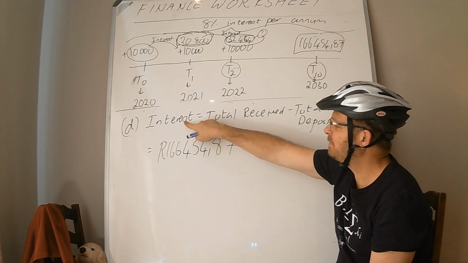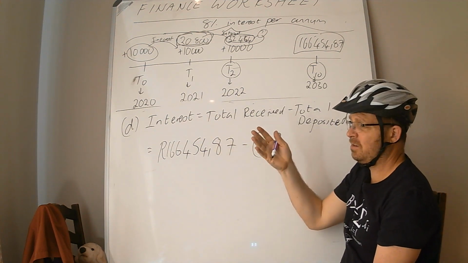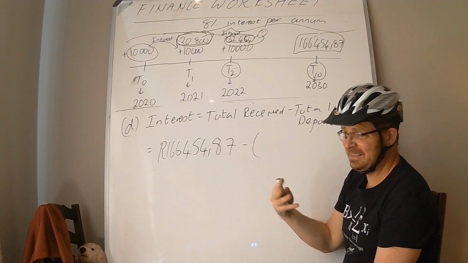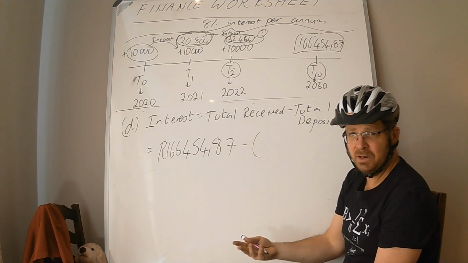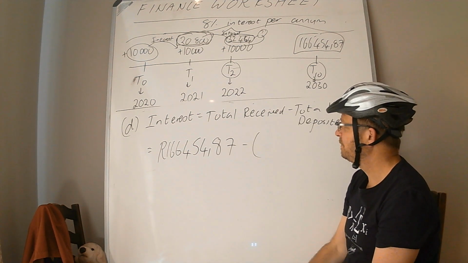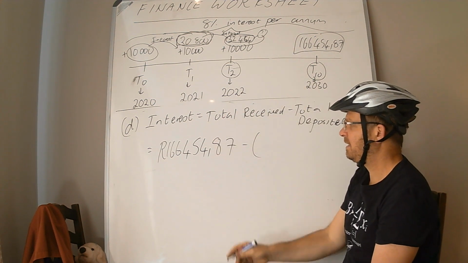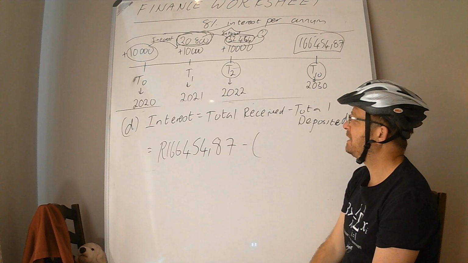Well, your key idea is how much interest you get is what you get out minus what you put in. That difference between what you get out minus what you put in is the interest that the bank has given you. So at this point over here, how much has she got out? She's got that amount out. How much has she put in? Just be careful of this.